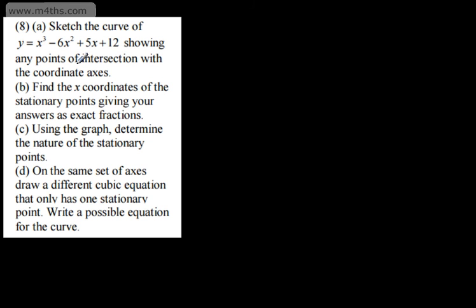Okay, this is question 8. In part A, we're asked to sketch a curve of y is equal to x cubed minus 6x squared plus 5x plus 12, showing any points of intersection with the coordinate axis.